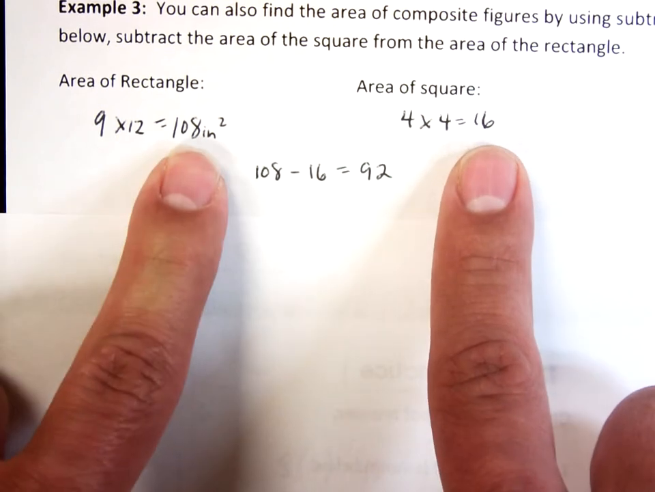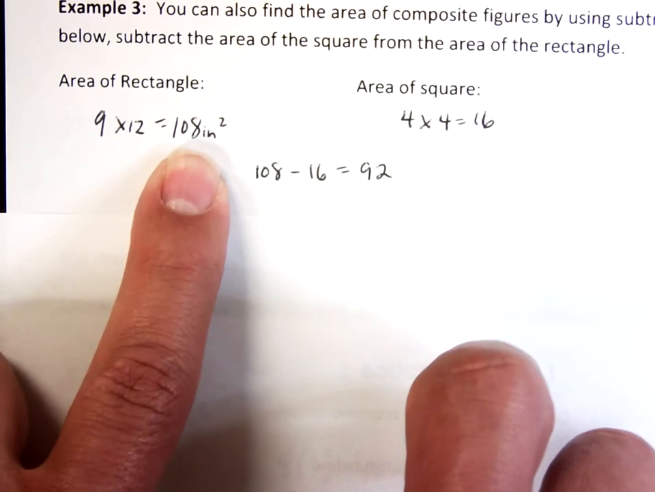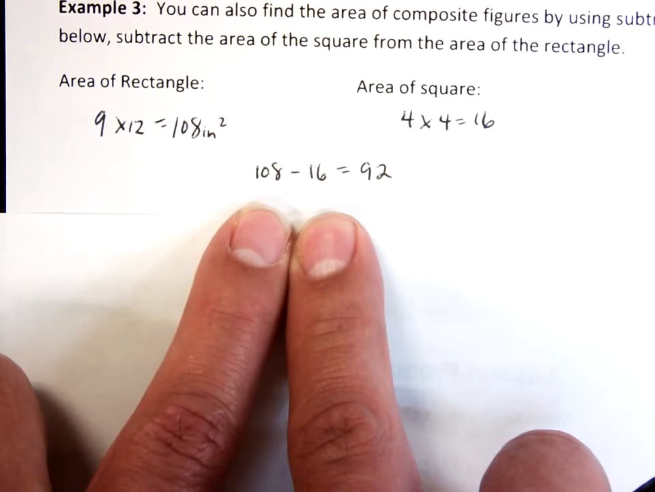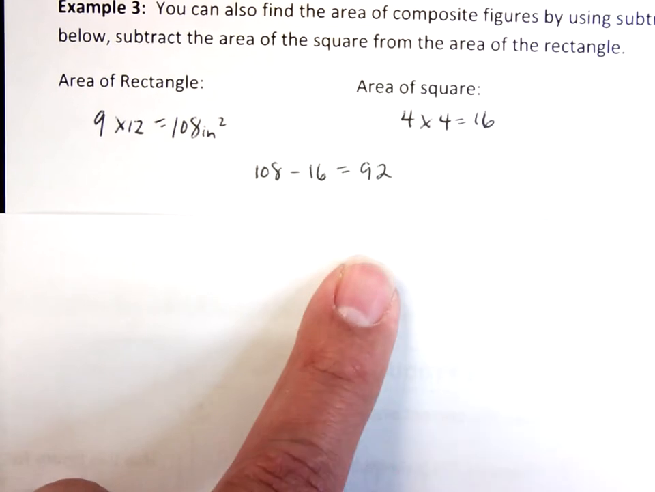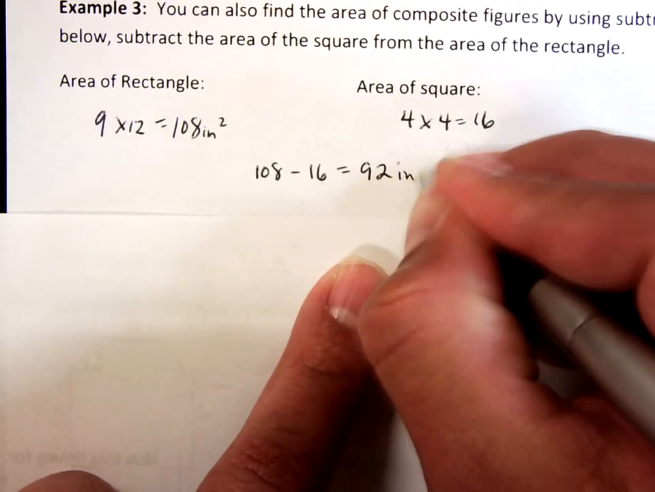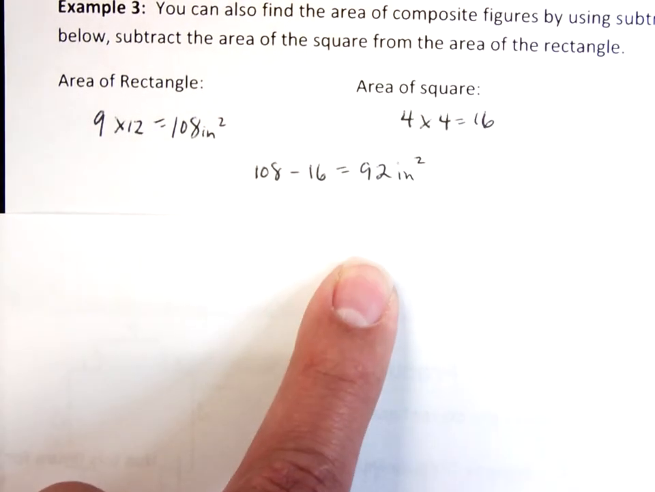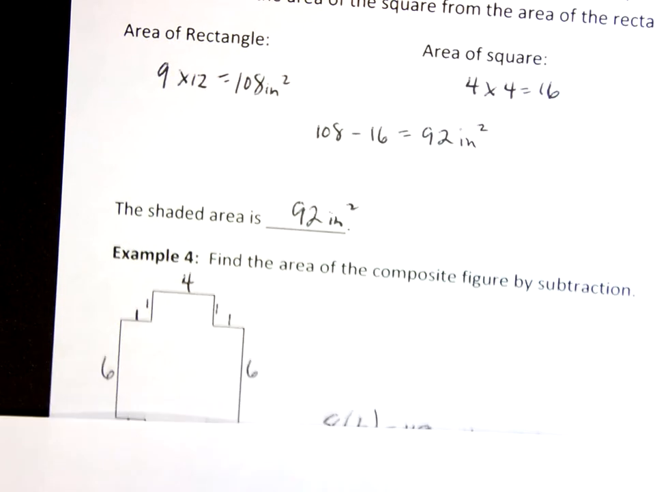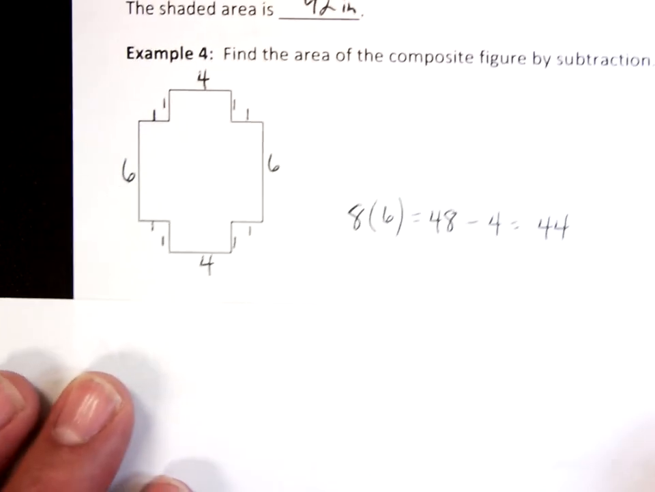So 108 is the area of the rectangle. 16 is the area of the hole. So all I have to do is subtract. 108 minus 16 gives me 92 inches squared. Oh, I did write it there. 92 inches squared. This one, they didn't give us any numbers, so I just made up my own.